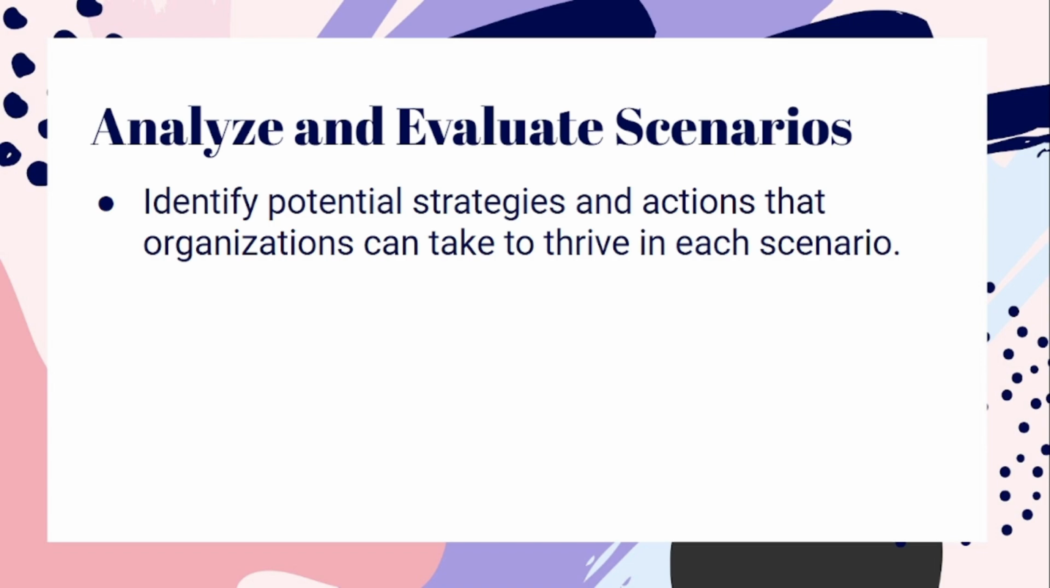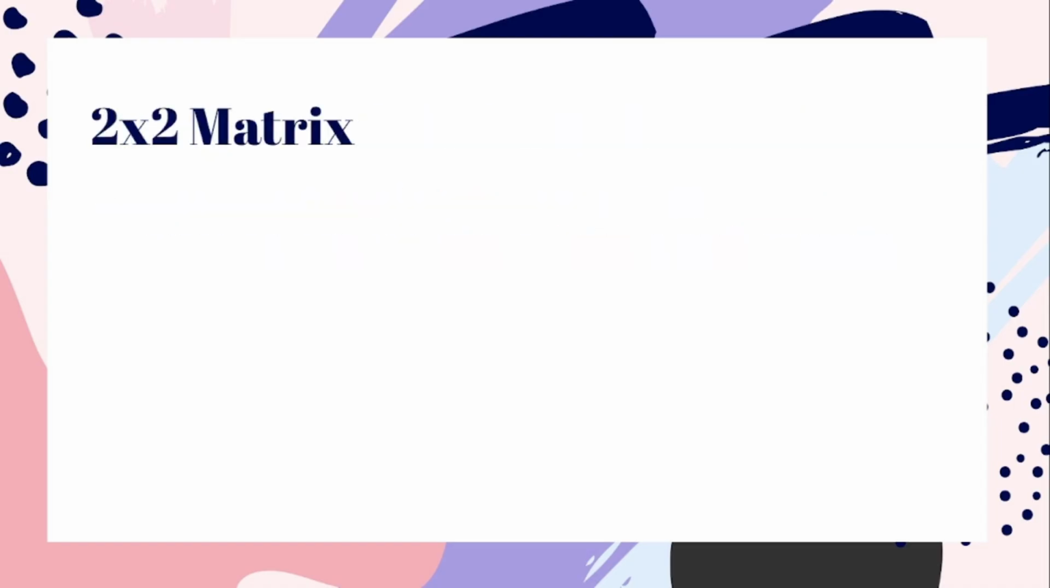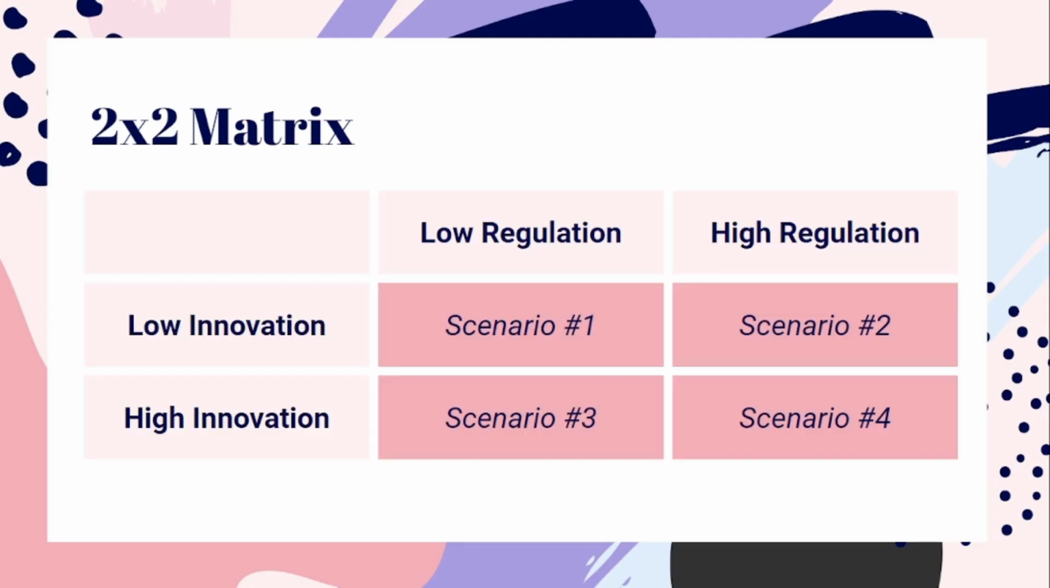Here's an example of how to use the 2 by 2 matrix for scenario planning. The two critical uncertainties are level of technological innovation and regulatory environments. The matrix could look like this. Each scenario represents a different combination of technological innovation and regulatory environments, leading to distinct outcomes for the future of e-commerce.